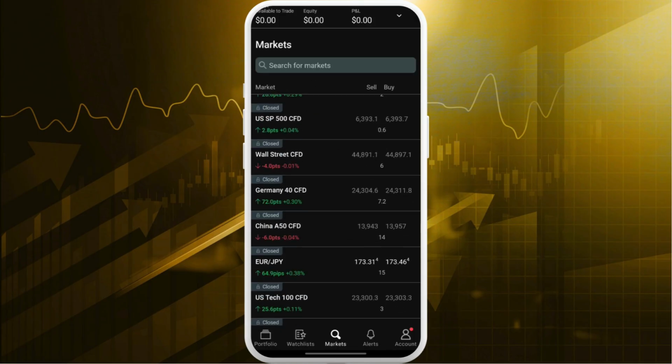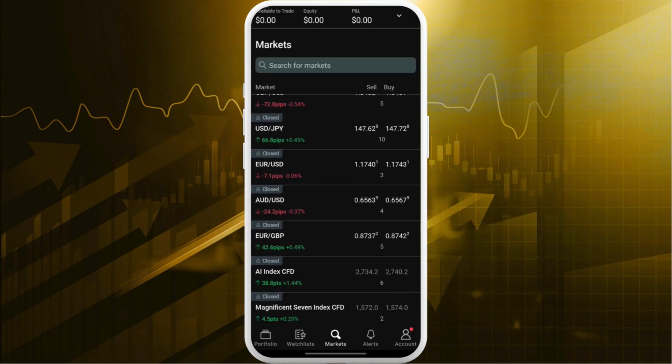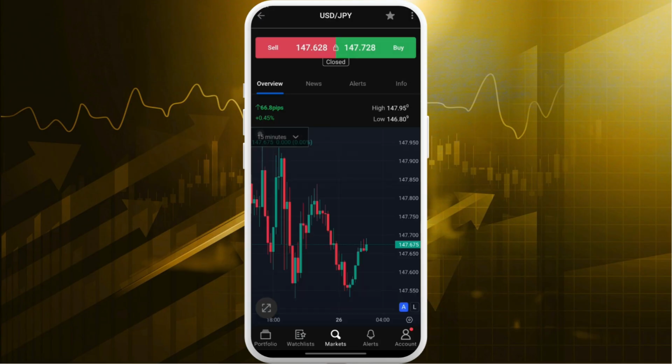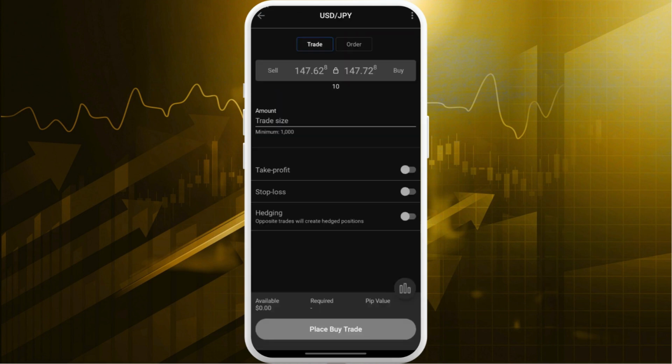You can navigate to this market section and explore the stocks that you want to buy. Simply tap on the stock. After you're in the stock information page, you can simply tap on this buy button in the top right. After that, you can head over to this trade or order section as per your requirements.